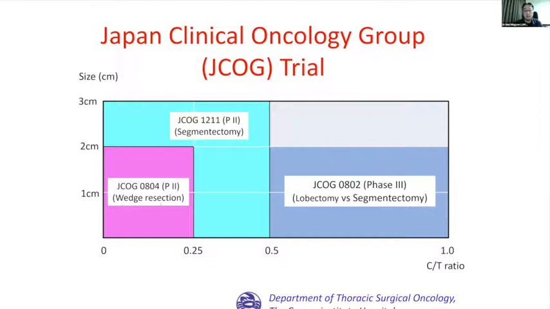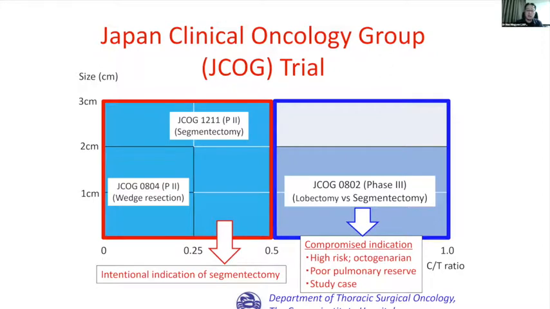we have a one-arm wedge resection study like this, and this area is a one-arm segmentectomy study. So now in Japan, we have 3 trials for small-size lung cancer.